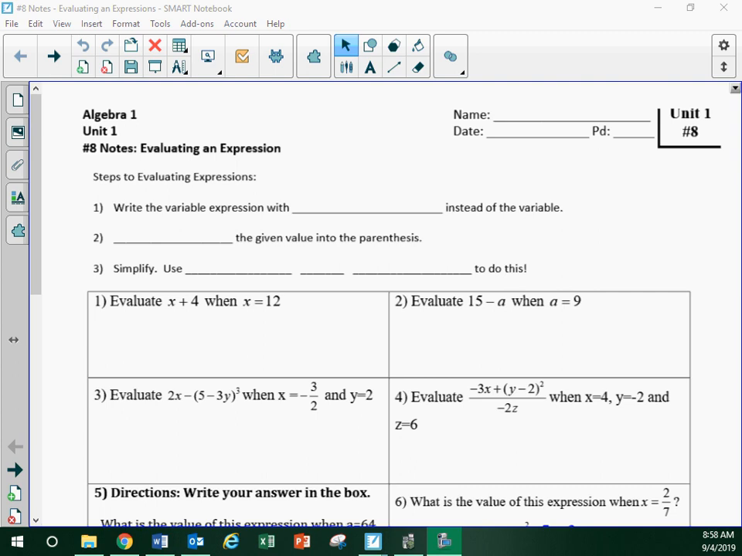All right, so today we're going to talk about evaluating an expression. Does anyone know what it means to evaluate an expression? Let's first start off with, what is an expression? Who remembers what an expression is? To express. In math, what is an expression? Say that again.